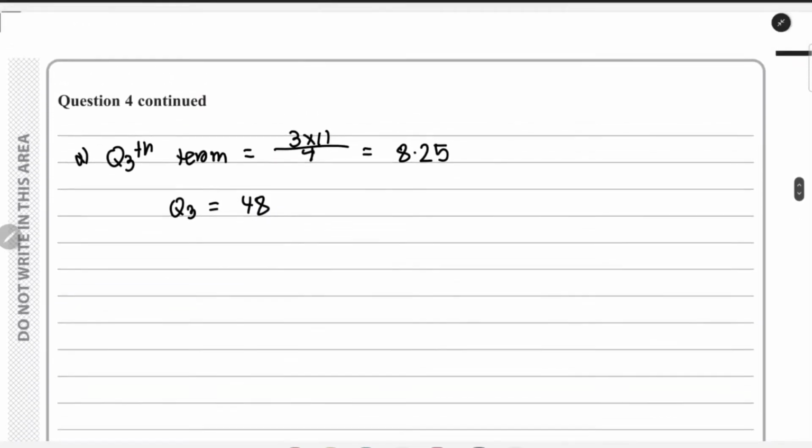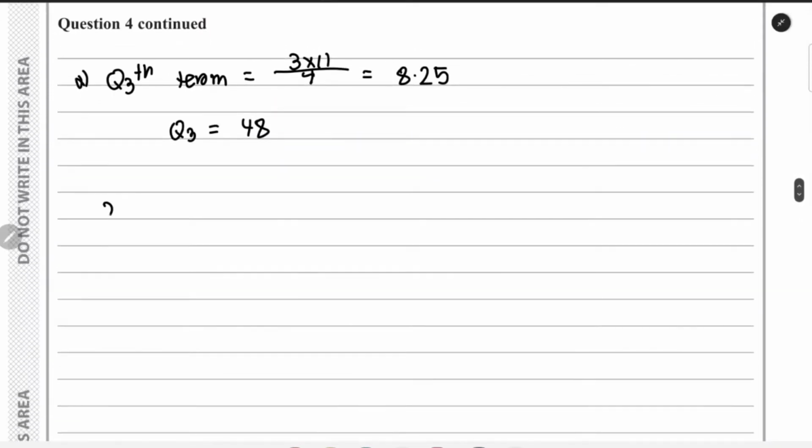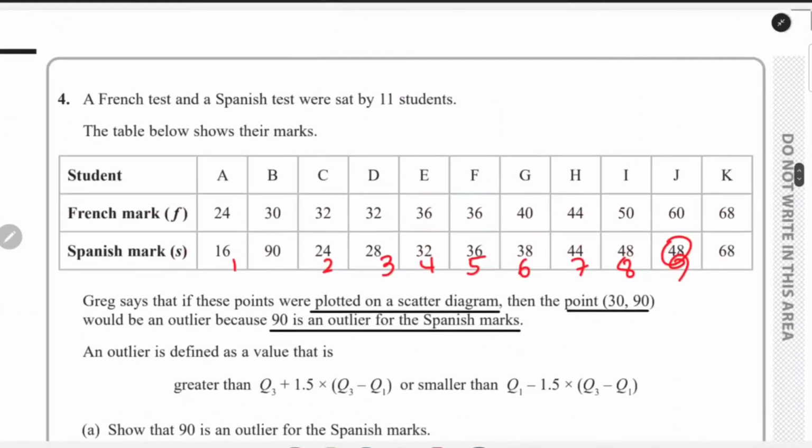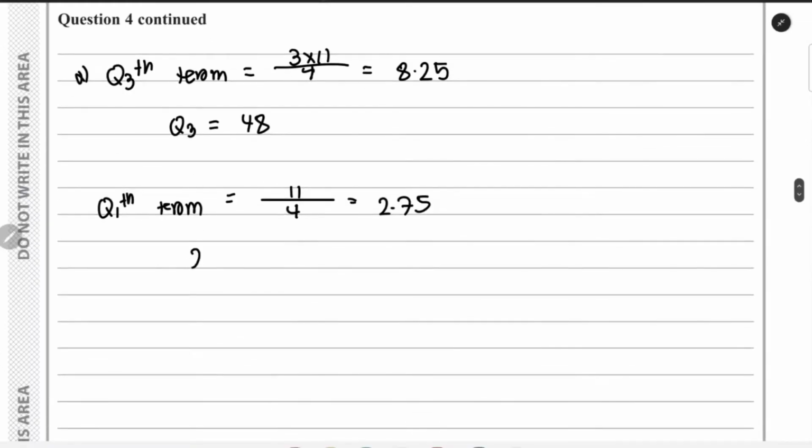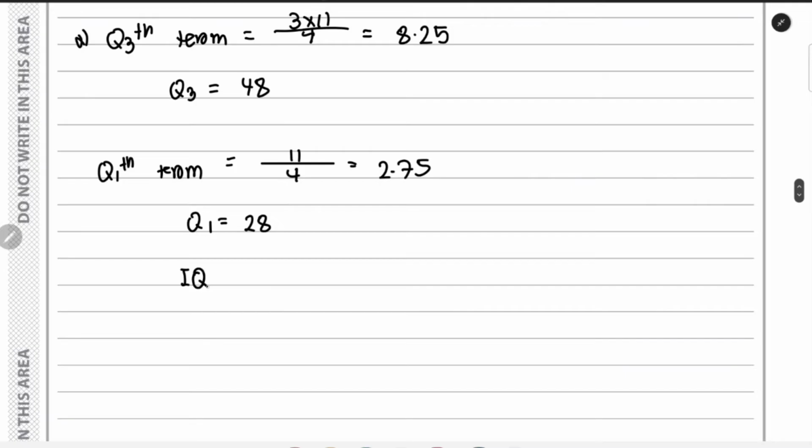To find the interquartile range, we'd also need Q1. So Q1th term is 11 by 4, which would be 2.75. So the third value. The third value is 28. So 28 is the lower quartile. So Q1 is 28. Hence the interquartile range would be 48 minus 28 or 20.